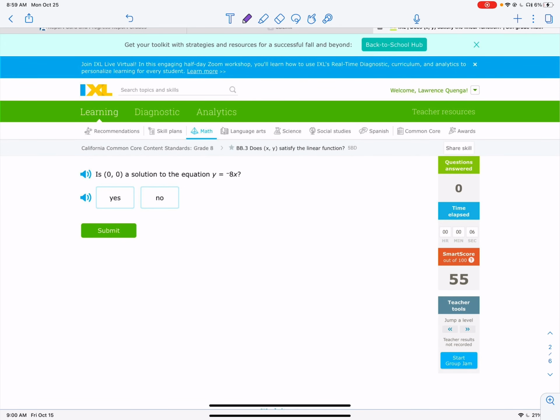So we have, is (0, 0) a solution to the equation y equals negative 8x. Okay, and just like the title of this tells us, this is our x, y coordinate. Now in this case, they're both the same, so it doesn't necessarily matter, but we're going to plug in 0 for x, and we're going to plug in 0 for y. So it will be 0 equals negative 8 times 0.